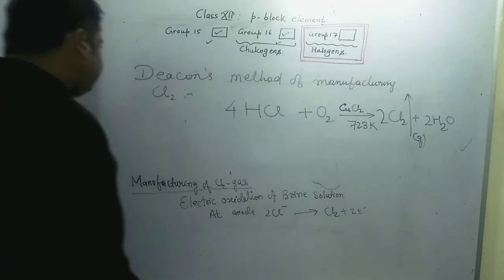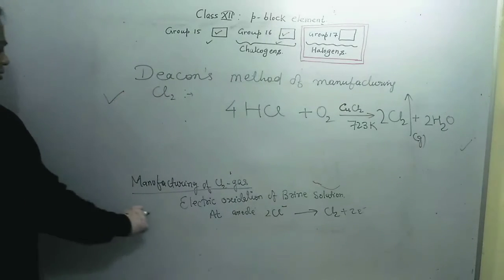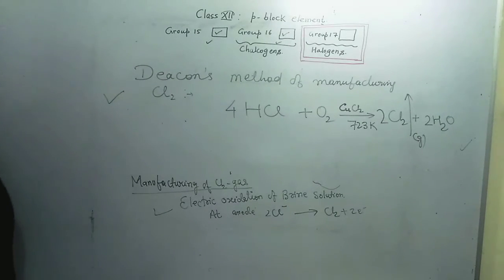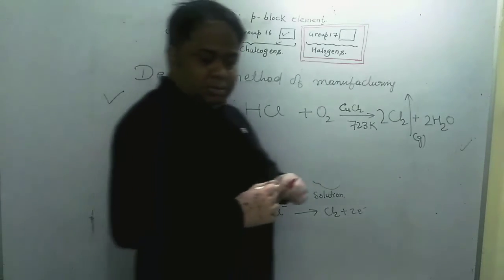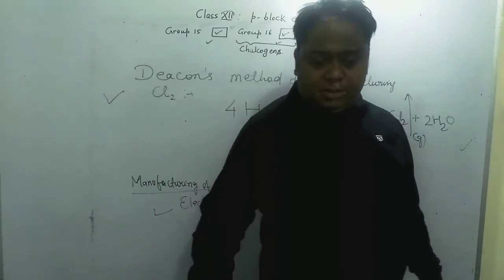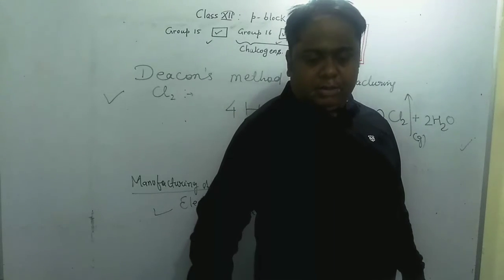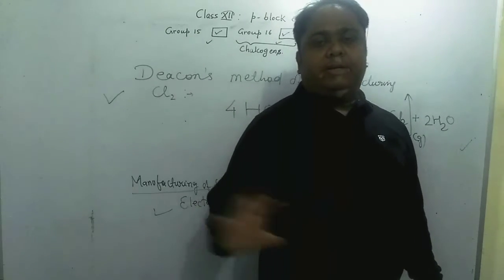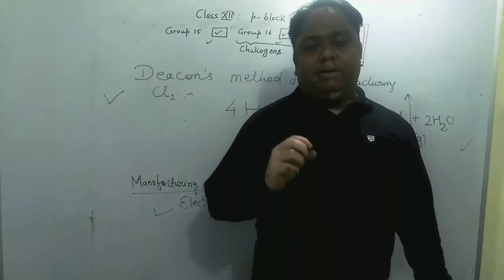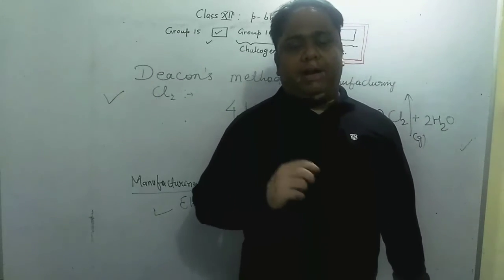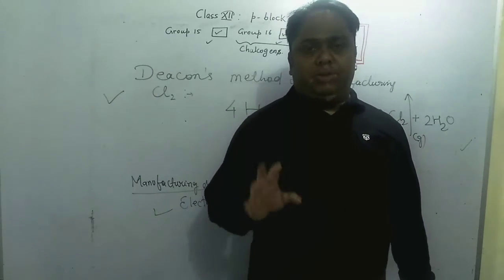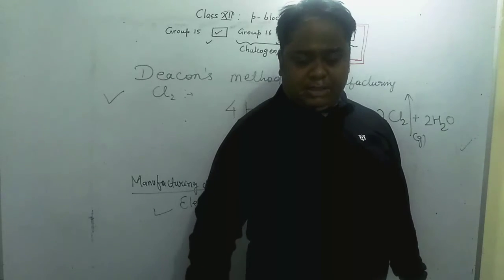So these are the 2 methods by which manufacturing is done: one by electrolytic oxidation, and Deacon's method of manufacturing of chlorine gas. What is next? Properties of chlorides. Treat any metal with chlorine, it will form its chloride. Like treat it with iron, it will form iron chloride. Treat it with magnesium, it will form magnesium chloride. So it is as easy as that.